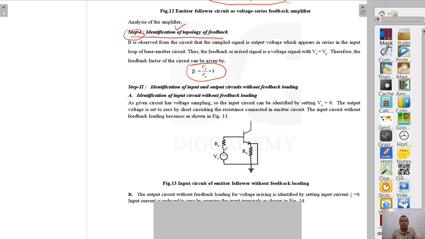We have the source Vs, Rs, and that resistance Re is bypassed. If this resistance is bypassed, this will be the input circuit without feedback loading. Now we need to identify the output circuit without feedback loading for voltage mixing.